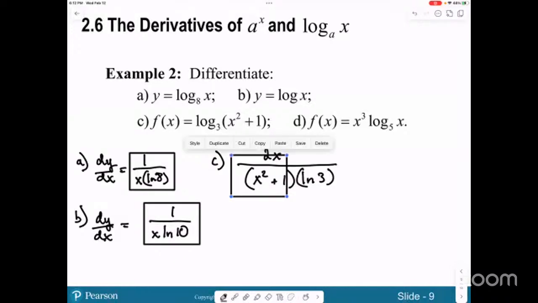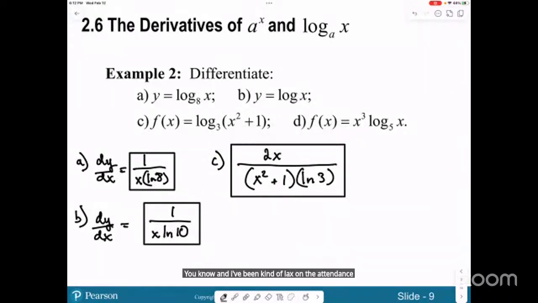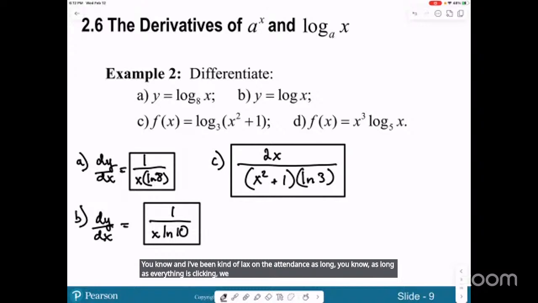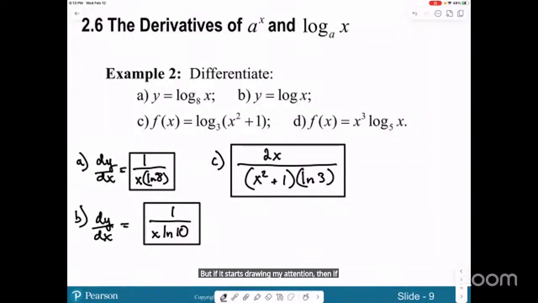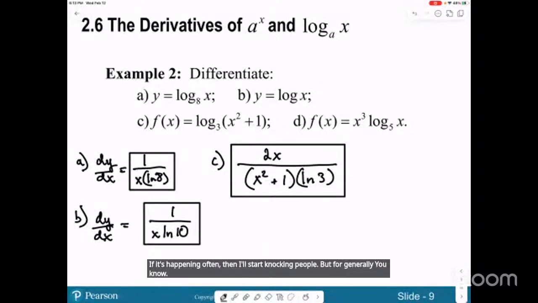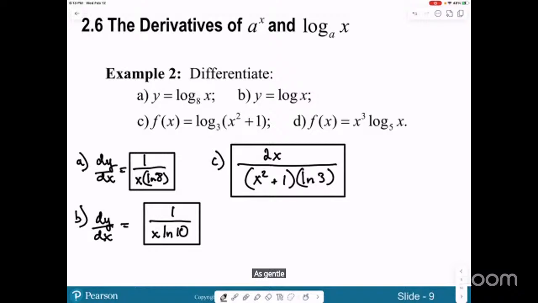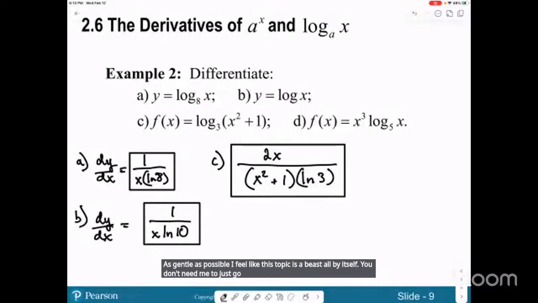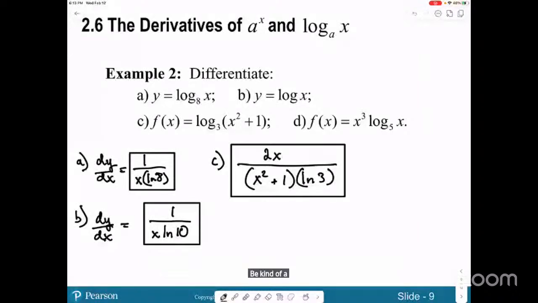I've been kind of lax on the attendance as long as everything is clicking and we have minimal disruptions. I don't make too big a deal about it. But if it starts drawing my attention, if I notice people coming in later and later, if it's happening often, then I'll start docking people. But generally I try to make it as simple and as general as possible, because I feel like this topic is a beast all by itself. You don't need me to make things worse by stressing out about attendance and things that are mundane. This topic can be kind of a doozy by itself, so I just try to make it general.